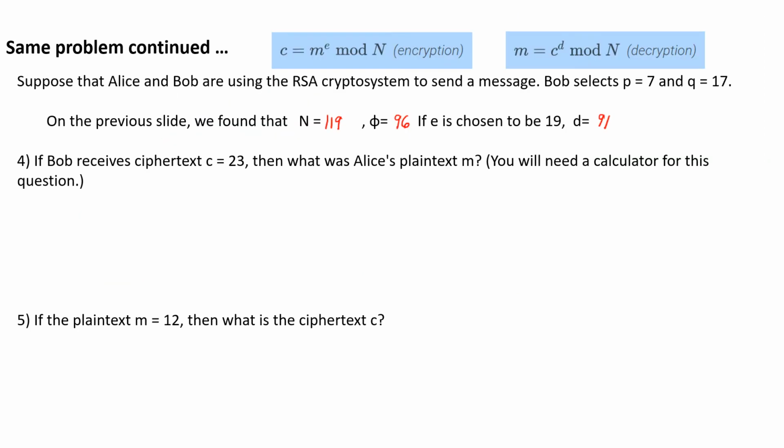Now this is the same problem, and so far we've found that n is equal to 119, phi is equal to 96, and if E was chosen to be 19, we found that D is equal to 91. So if Bob receives ciphertext C equals 23, and again, we're keeping our plain text and ciphertexts really small, and they're not corresponding to letters, just because we're just concentrating in this section on plain text to ciphertext and back.